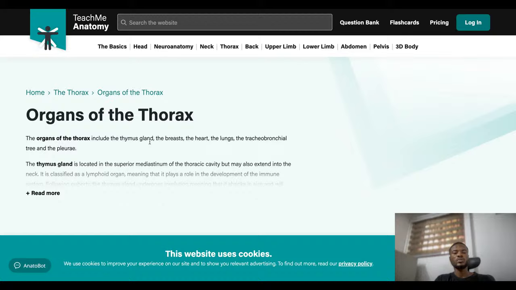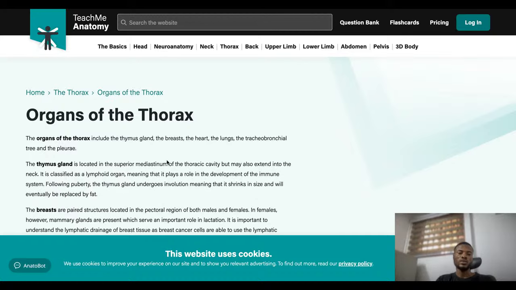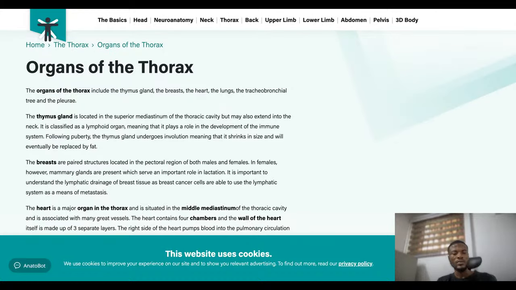Now let's look at this place too. Organs of the thorax. Let me read. The organs of the thorax include the thymus gland, the breast, the heart, the lungs, the tracheobronchial tree, and the pleura. You will see all these on the chest X-ray, except, I think, the thymus gland. It is not very clear.